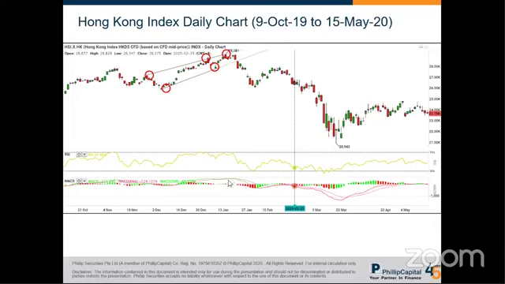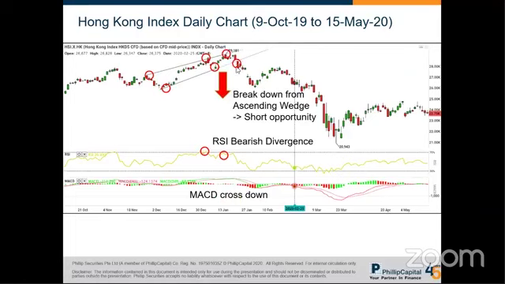And other than this, you can also see the so-called divergence: price starts to become higher, but the RSI becomes lower. So this one is another sign of bearish divergence. Then we also see the MACD cross down. Subsequently, we see that they break this trend line. Then we will do a short here. Then subsequently we can capture the opportunities.